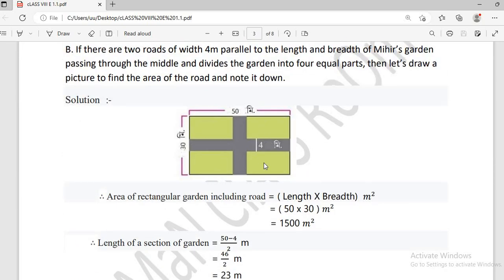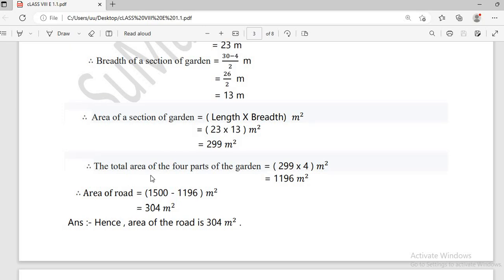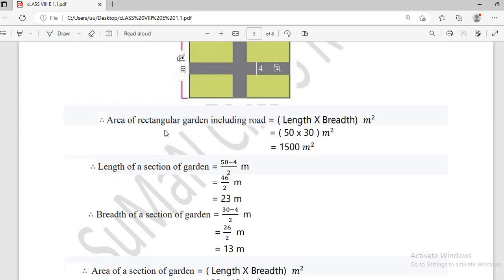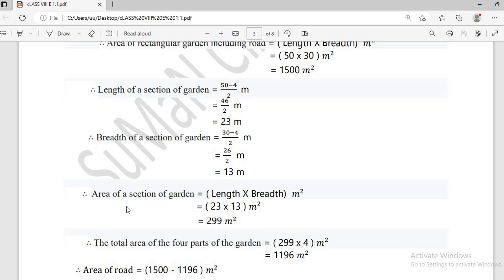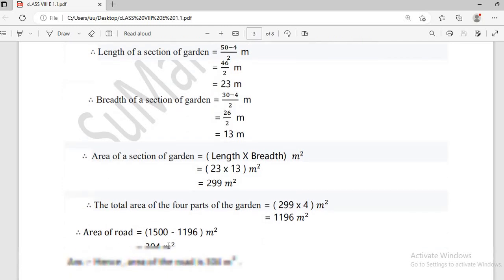The total area of the 4 parts of the garden, মানে এই 4টি অংশের মোট ক্ষেত্রফল আমাদের বের করতে হবে, তাই লিখলাম the total area of the 4 parts of the garden is equal to 299 into 4 is equal to 1196 meter square. The area of the road is equal to the area of the rectangular garden including road minus the total area of the 4 parts of the garden. তাহলে 1500 minus 1196 is equal to 304 meter square. Hence the area of the road is 304 meter square.